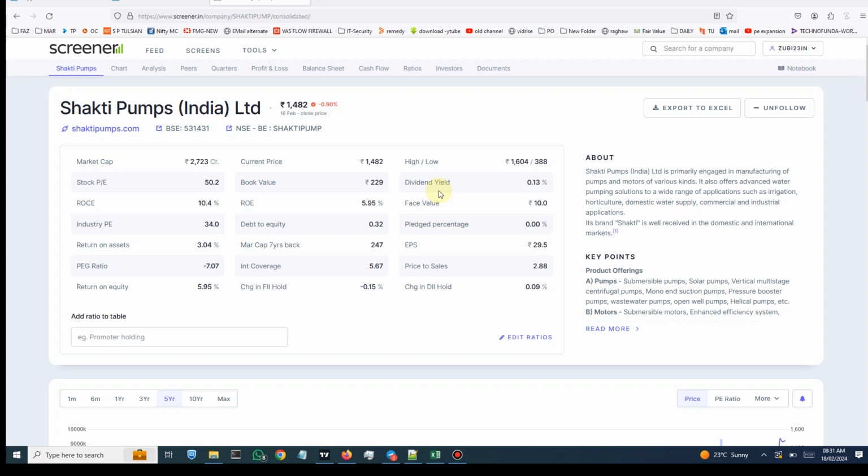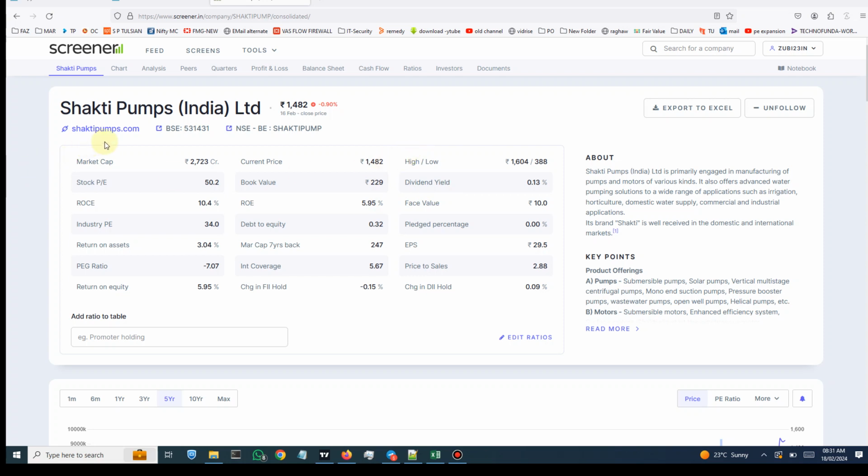And finally, we'll drill down to the price structure which the stock is showing currently, and we'll try to understand whether the stock is actually at a good levels where it can be purchased or not. So primarily, let's start with the fundamental analysis first.